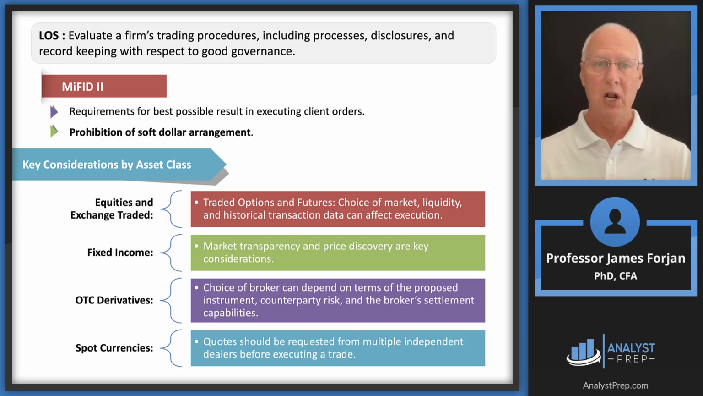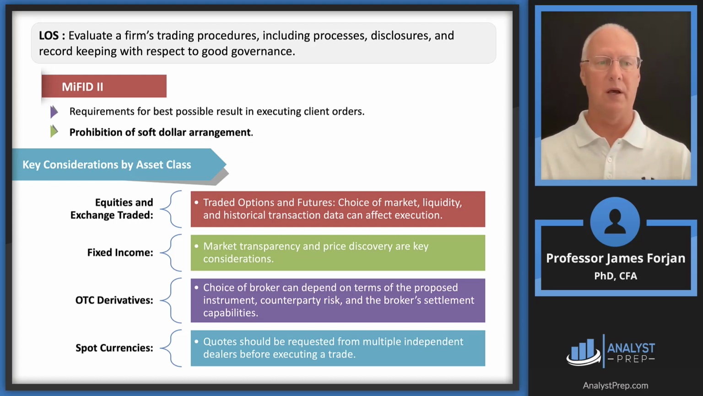What does this mean? You can have the hard dollars and you can have the soft dollars, where some kind of fees are coupled with services. And so this directive here prohibits that soft dollar arrangement. All right, key considerations. Let's go back to that very first LOS, at least in part 2, with these different types of securities. What are key considerations by asset class and how we can handle these possibilities? Well, look at the LOS: processes, disclosures, record keeping.